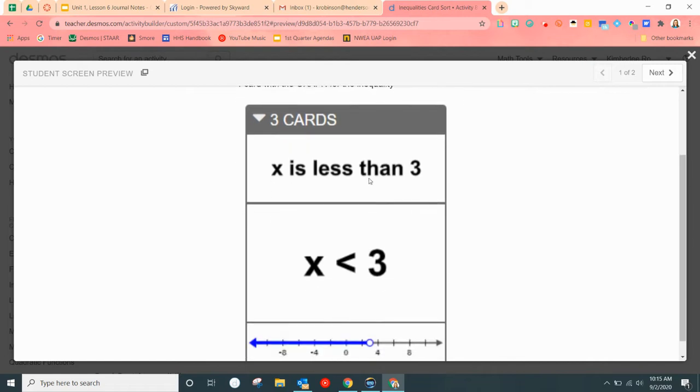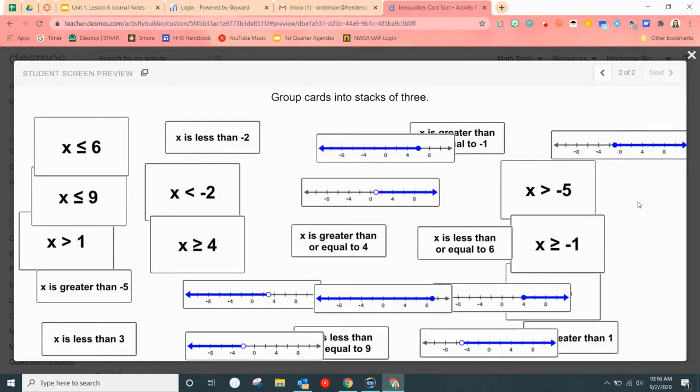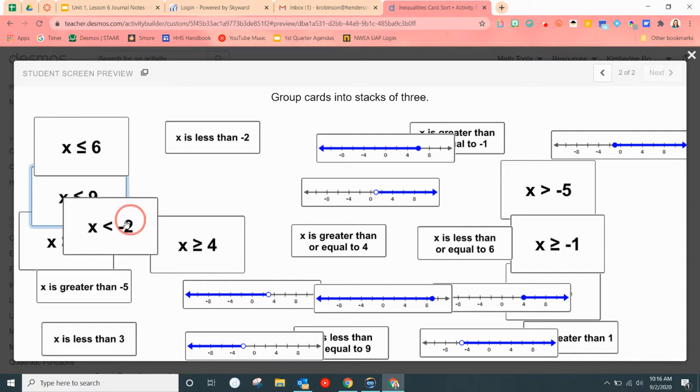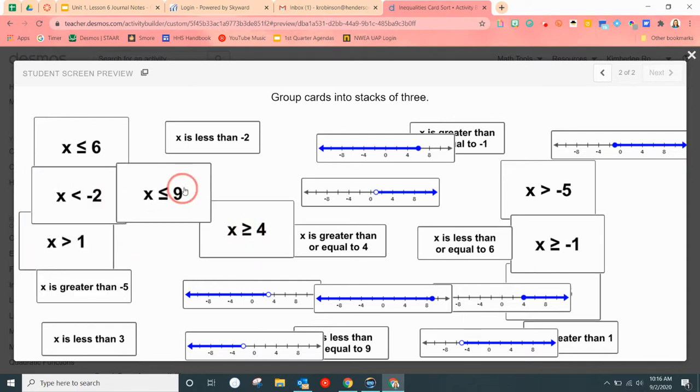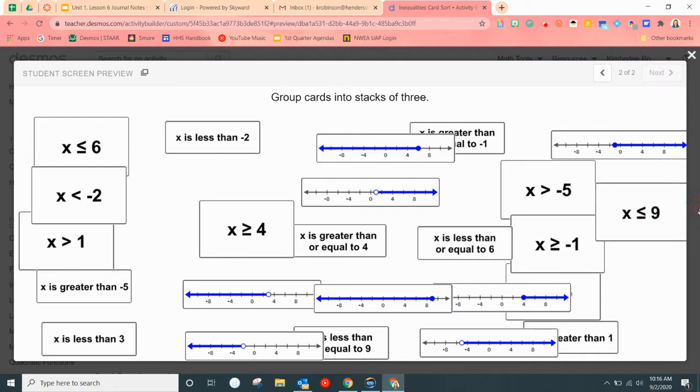So it says to group your cards on the next. So you're going to have 3 cards in each stack. You're going to make stacks of cards. One's going to have the words, one's going to have the actual algebra, and then one's going to be the graph. So let's look. So you have all these piles here. So you would look for the ones, and to group them, if they highlight blue, it groups them together. We did one like this earlier too. So there are a lot of cards, so you're going to have to look for them.